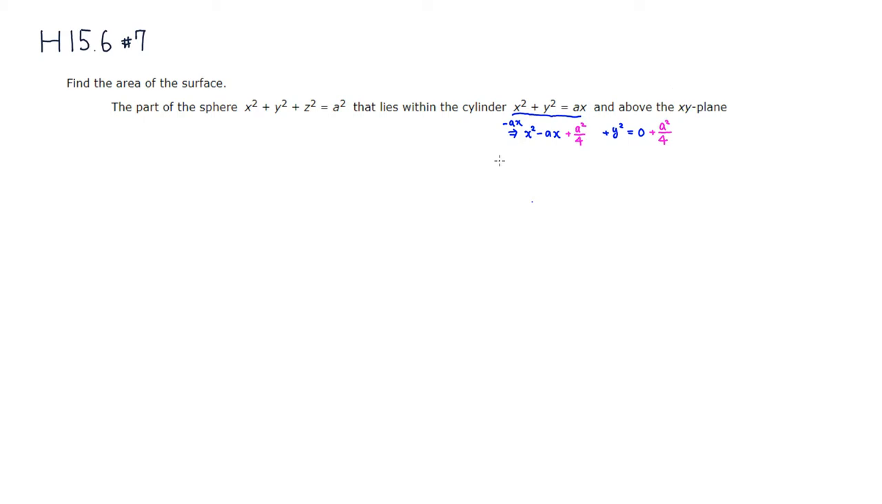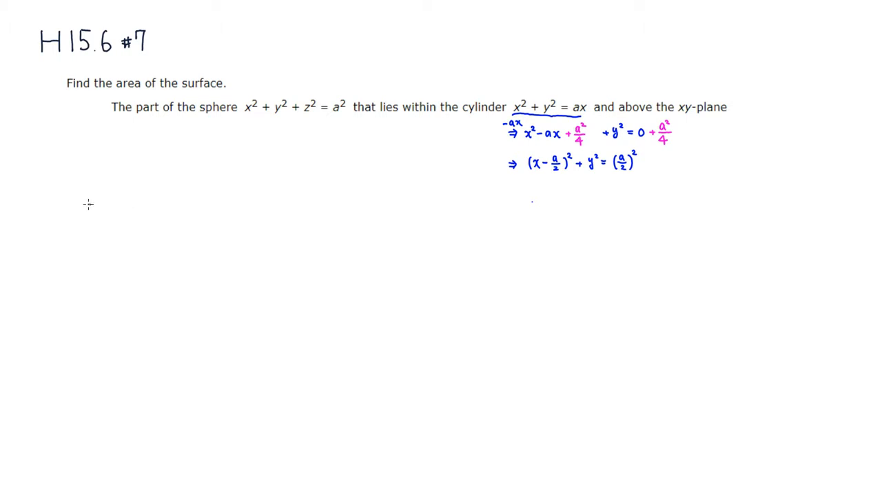By completing the square, we have x minus, half of that would be a over 2, then we have a squared. That takes care of those three terms, plus y squared is equal to, the radius is going to be a over 2, squared here. If you sketch the picture, this is what it's going to look like.